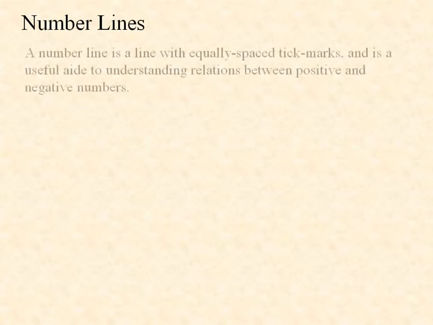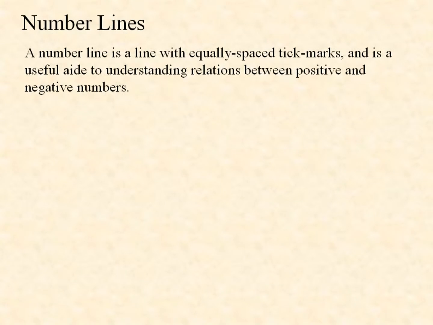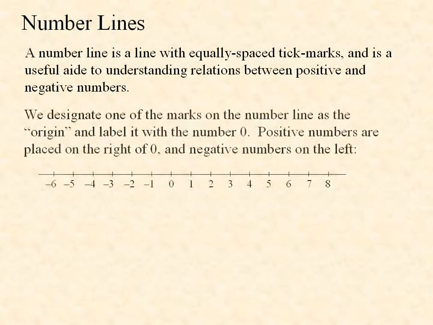Now we consider number lines. A number line is a line with equally spaced tick marks and is a useful aid to understanding relations between positive and negative numbers. We designate one of the marks on the number line as the origin and label it with the number 0. Positive numbers are placed on the right of 0 and negative numbers on the left.